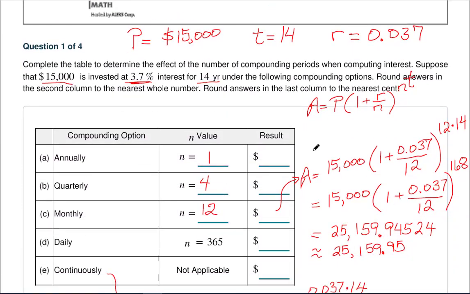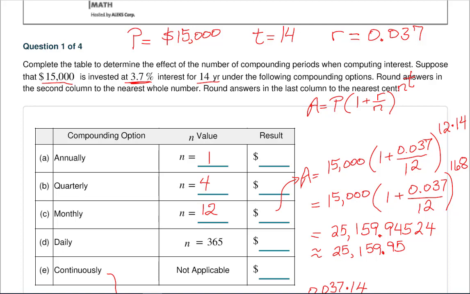All right, in question 4 here, the beginning of part 2, we are given $15,000 right now. The money's going to sit in the bank for 14 years. The rate is 3.7%. So as a decimal, I divide by 100, and I get that R is 0.037. So here's our formula, and that's for a fixed number of compounding periods.